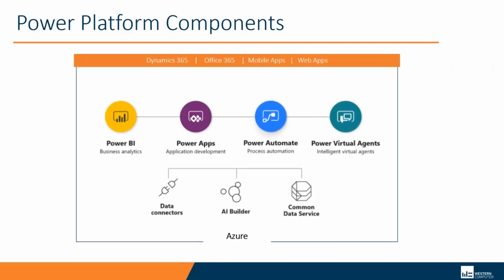So for a moment, let's talk about the components of the Power Platform. The Power Platform is a set of business applications on the Microsoft Cloud. They include Power BI for business analytics, Power Apps for application development of no-code, low-code applications, Power Automate for process automation across systems, and the newer member of the family, the Power Virtual Agent, which are intelligent virtual agents that you can add to your Dynamics installation.